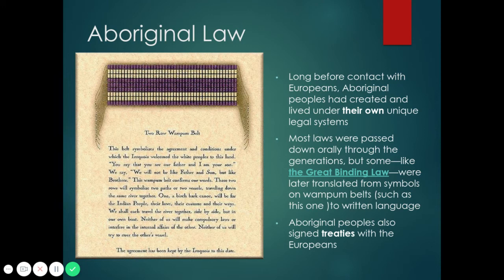It was translated and written down, translated from things on wampum belts, similar to the one that you see in the picture there. The Great Binding Law covered many of the same areas as other legal codes that we've looked at, including things like emigration, treason, and secession. It also outlined many of the principles of justice and fairness that you would find in other civil rights documents.